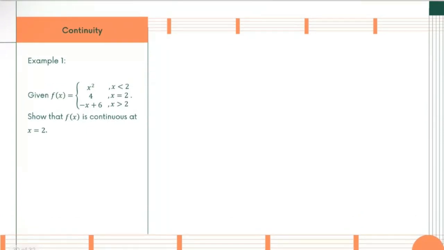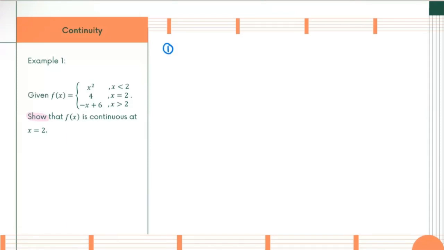Okay. Now, let's look at the first example. Given the function x square for x less than 2 and negative x plus 6 otherwise, dia ada dia punya domain dia kat sini. So show that f(x) is continuous at x equals to 2. Bila dia kata show that, maksudnya function ni memang continuous. Dia suruh kita tunjukkan sahaja adakah betul dia continuous. Okay, so saya akan mulakan dengan kita check the first condition. So tadi first condition adalah f(a) is defined.